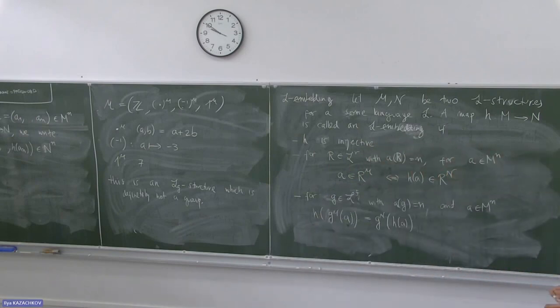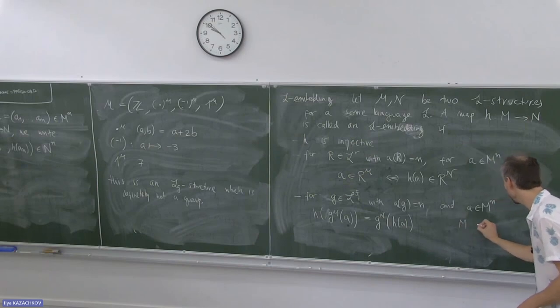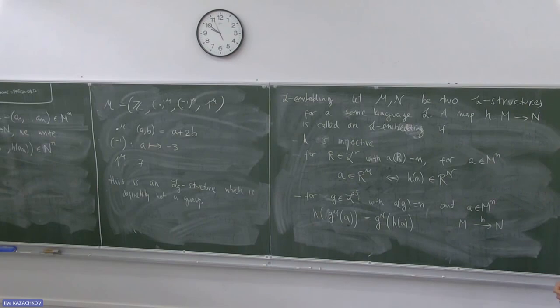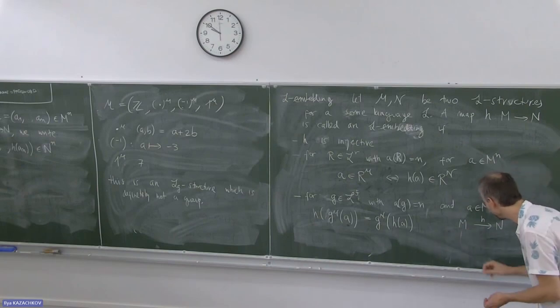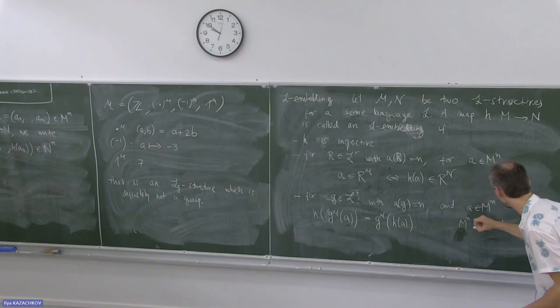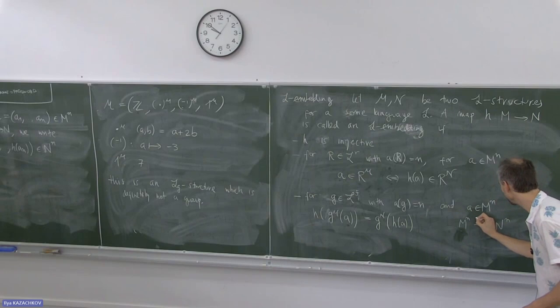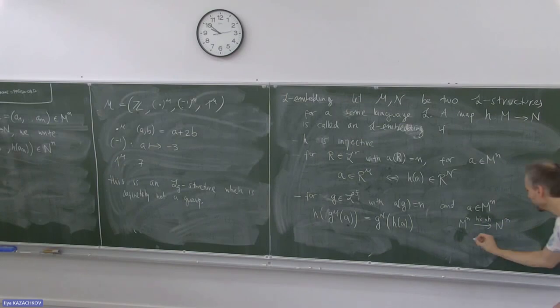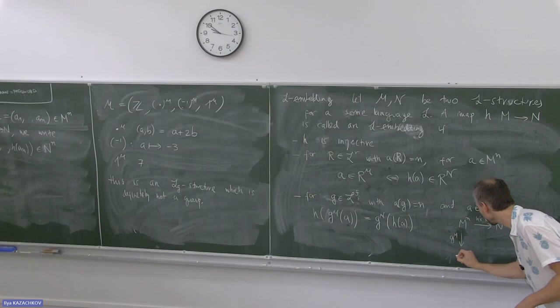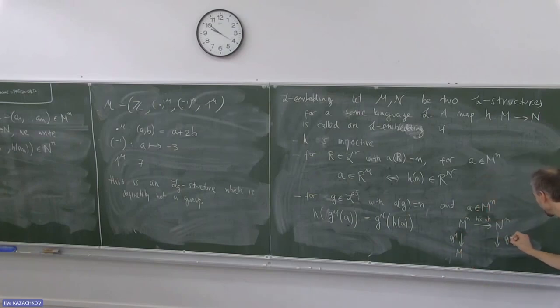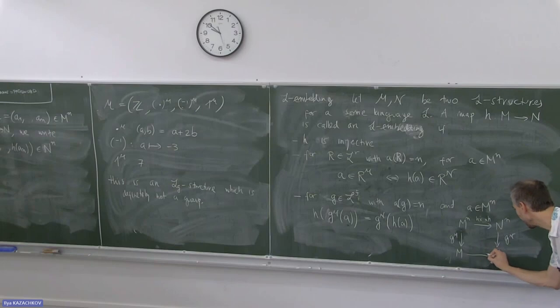Perhaps draw a diagram. This is a simple commutative diagram. Here I have M, here I have h with n. This is h applied n times, just component-wise. Here I have my function g^M that goes to M, here I have my function g^N, the interpretation of this function symbol in the structure N that goes to N. And here I have, again, just h. And we're saying that this diagram commutes. So the interpretation of these two symbols commute.